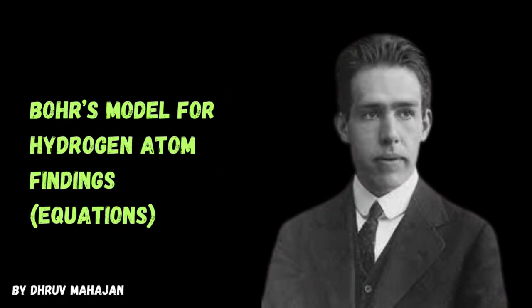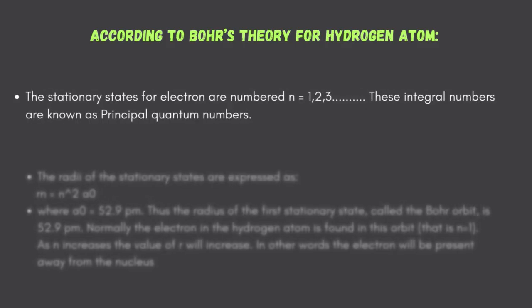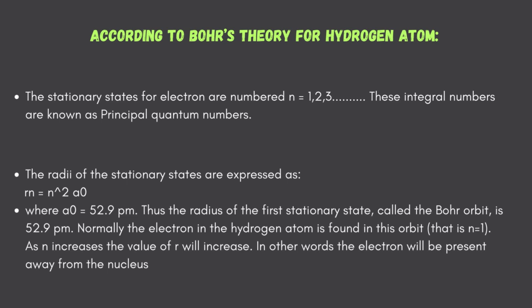In this lecture, we will spend our brain learning about Bohr's hydrogen atom model and its findings, so join us whether you are a student or a curious mind. According to Bohr's theory for the hydrogen atom, the stationary states for the electron are numbered n equals 1, 2, 3. These integral numbers are known as principal quantum numbers.